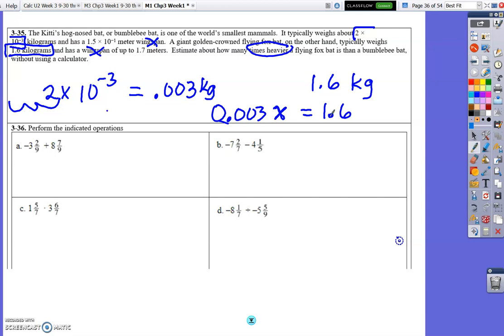Now, question 36 is a little tricky. I'm just going to give you some general hints. For all of these, you need to change them into improper fractions. So we'll go ahead and change this one first. We've got 9 times negative 7. 9 times 3 is negative 27.